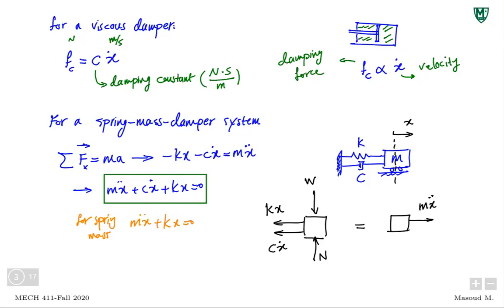So I drew the free body diagram, and here is the equation of motion for a spring mass damper system. Now it's different. It's still a second order linear differential equation, and it's homogeneous, but now we have x dot in our equation, as opposed to the spring mass system, which only had x double dot and x. So this equation is not similar to anything we had before. We have to actually solve it again.